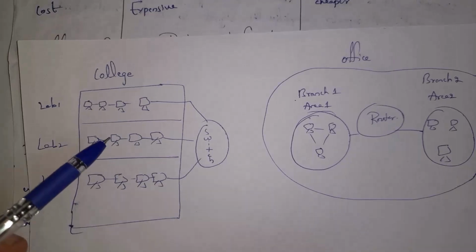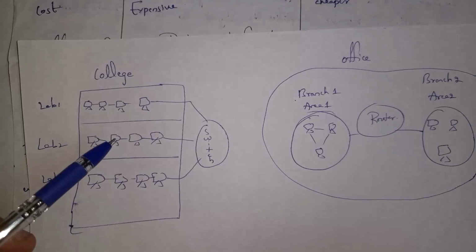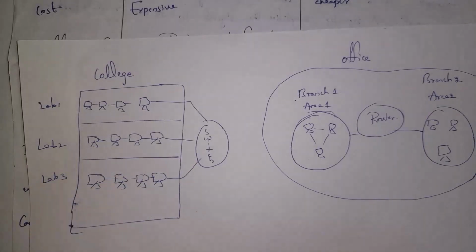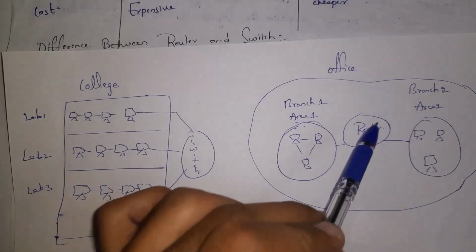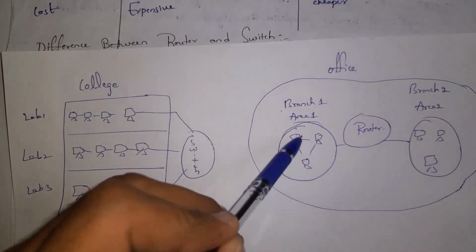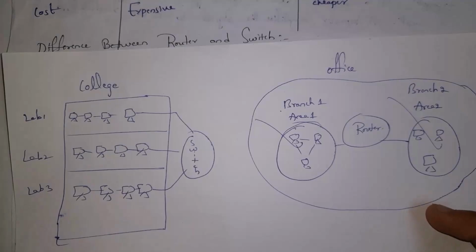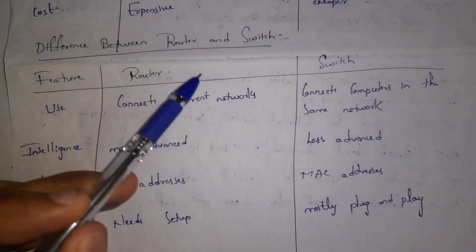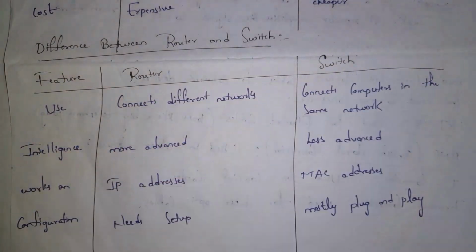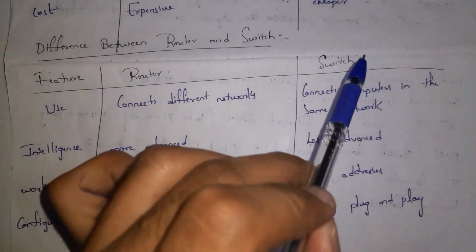Guys, whereas in the same network, all computers can communicate directly by using a switch. And a router will connect different networks. This is one network and this is the other network. Both are connected by using a router. So a router will connect different networks and a switch will connect the same network. As a router connects different networks, it is more advanced and a switch is less advanced.